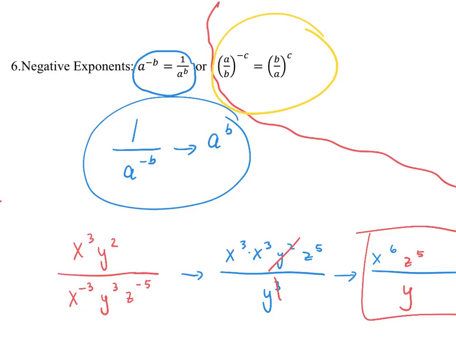Questions on numbers 4, 5, or 6? Rules 5 or 6? Yeah? All right, rule 7. Yeah, Regina, go.